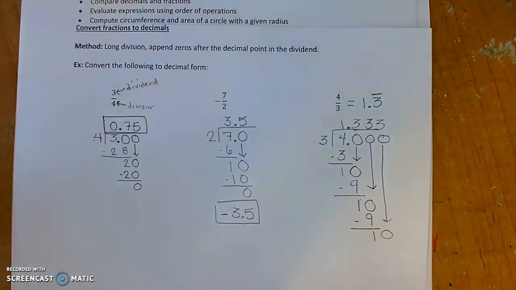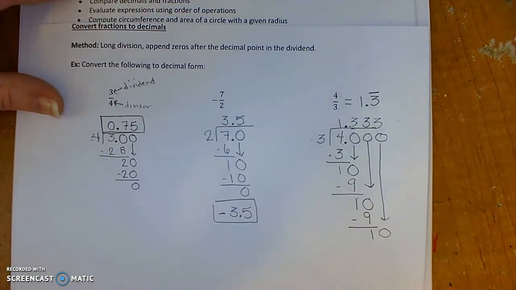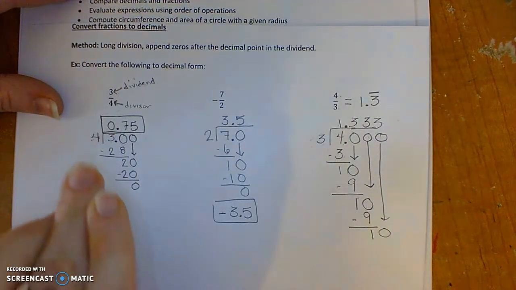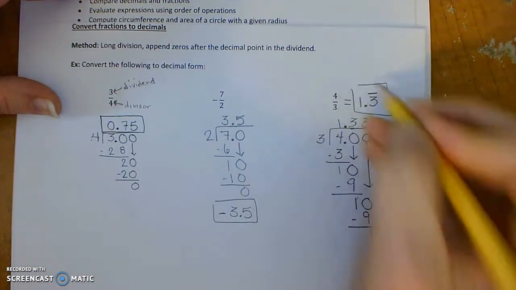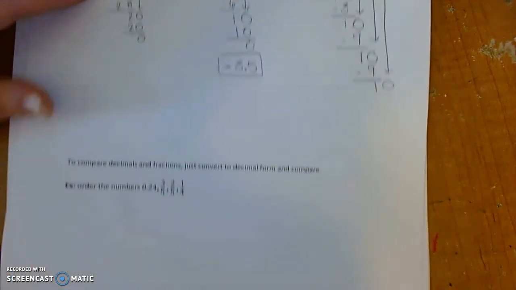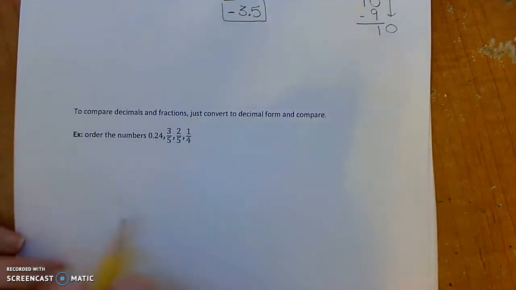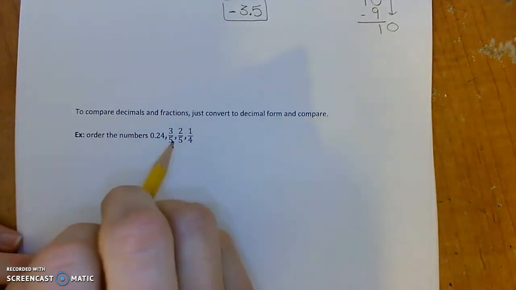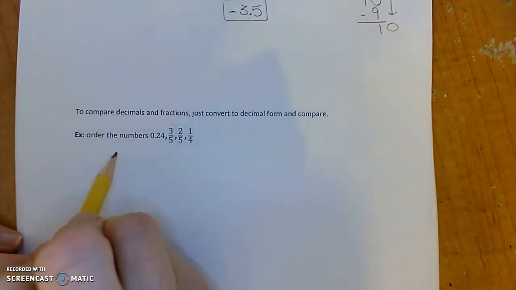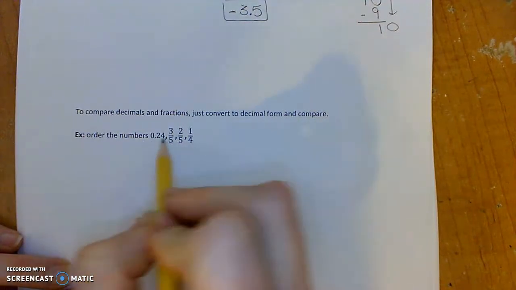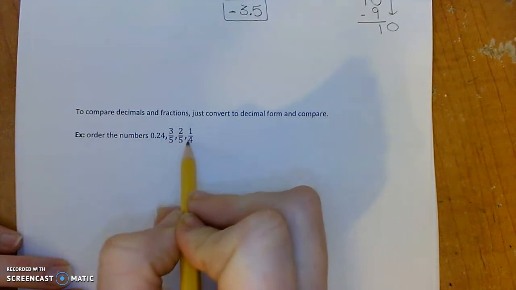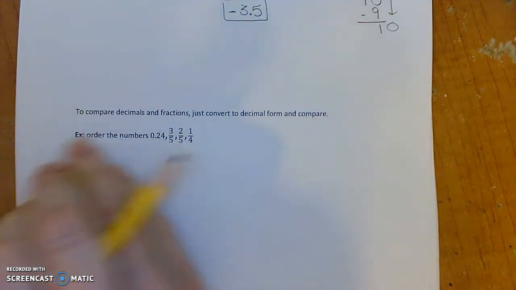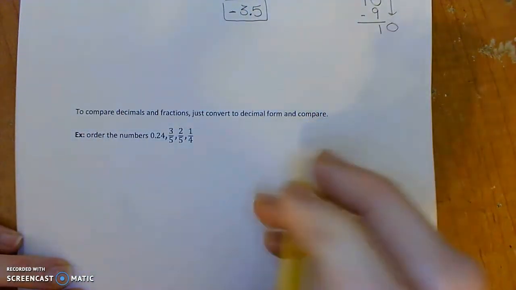All right, so now this gives us a method for working with fractions and decimals together. Let's now decide how we will work with these numbers if we're trying to compare them together. So if I wanted to order these numbers, 0.24, 24 hundredths, 3/5, 2/5, 1/4, I want to order all these numbers, compare them with each other.